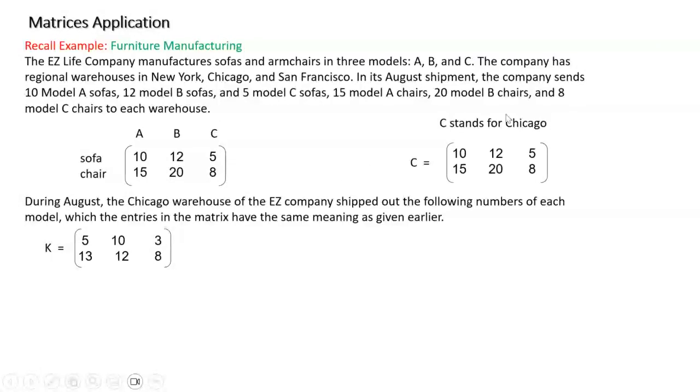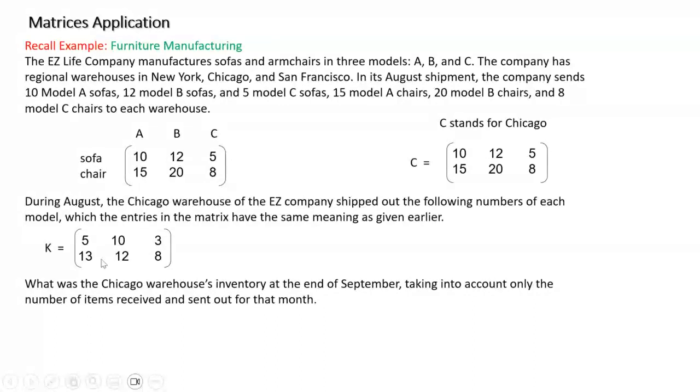Now, let's see here. So for Chicago, this is what it is for Chicago here on the right. C stands for Chicago. Now, during August, the Chicago warehouse of the Easy Life company shipped out the following number of each model, where the entries in the matrix have the same meaning as given earlier. So they shipped out 5 Model A sofas, 10 Model B sofas, and 3 Model C sofas, and 13 Model A chairs, 12 Model B chairs, and 8 Model C chairs.